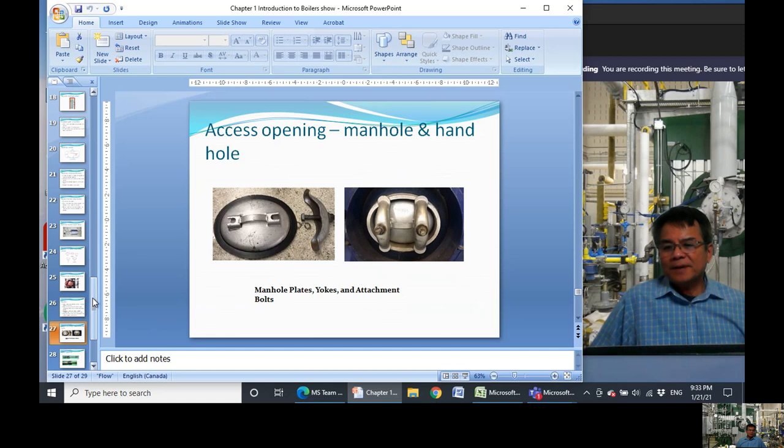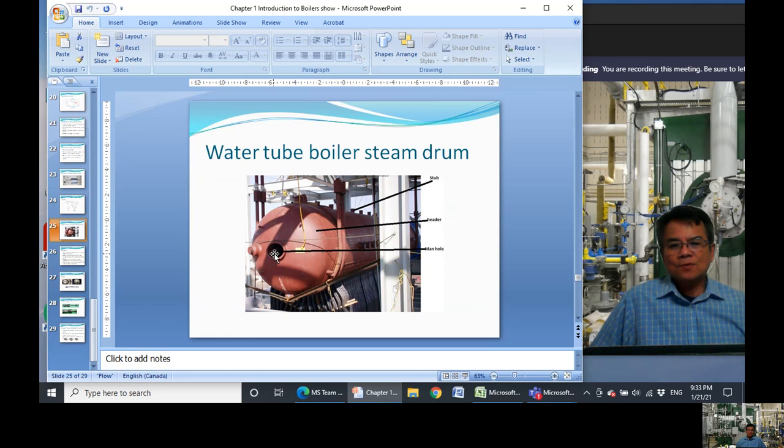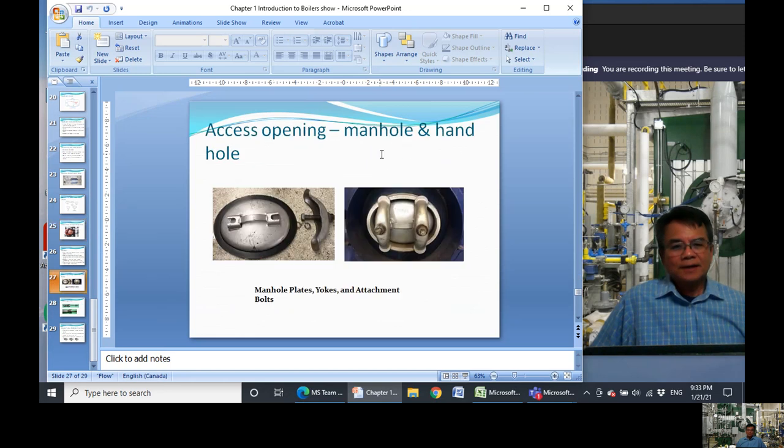Now, on the other picture, we see that there is a manhole in there. You see, there's a manhole. This is the kind of manhole cover in there. The handhole cover is almost the same, but it's a little bit smaller. So this one is 12 inches by 16 inches. So you need a yoke. You see this one, there's a big thing called a yoke.